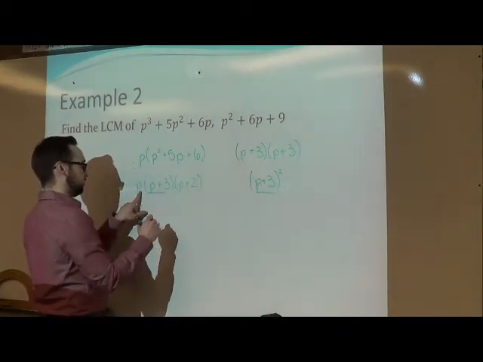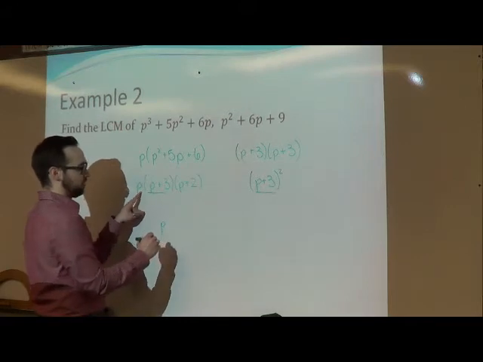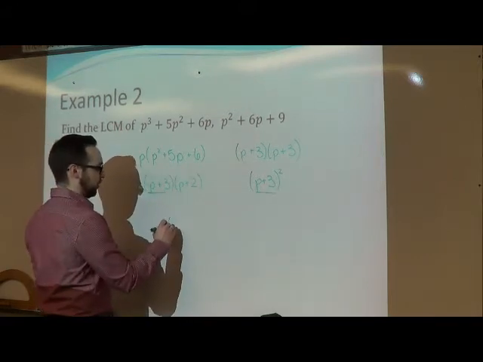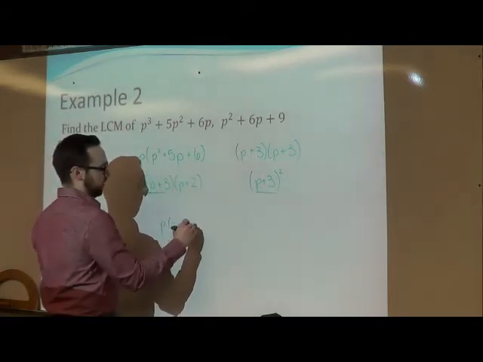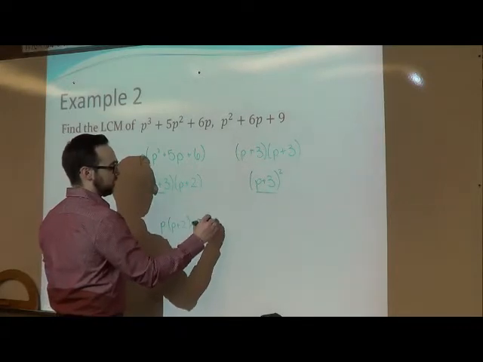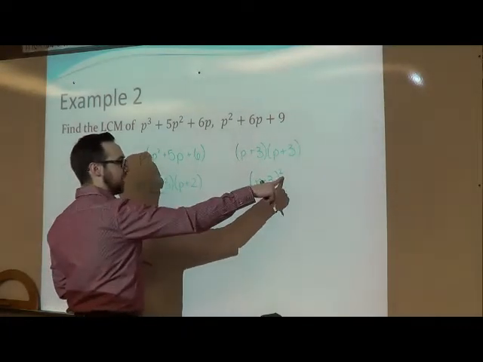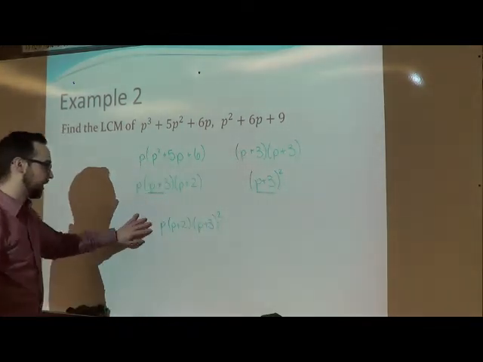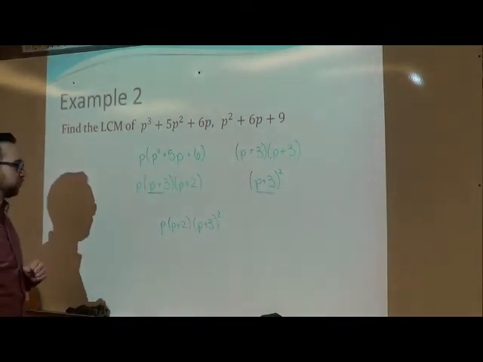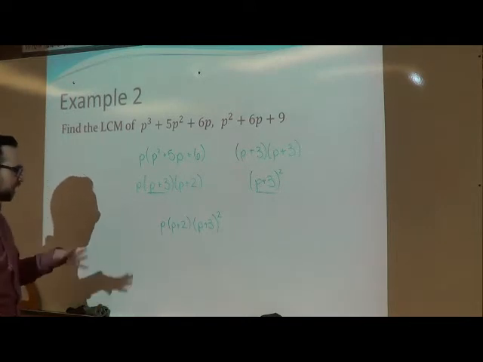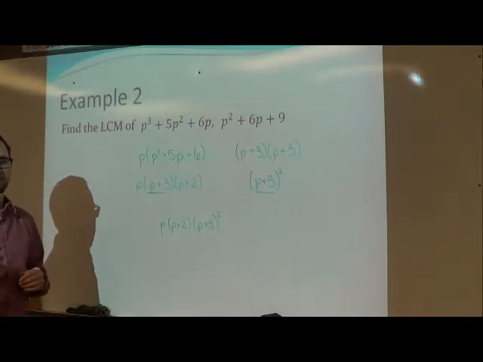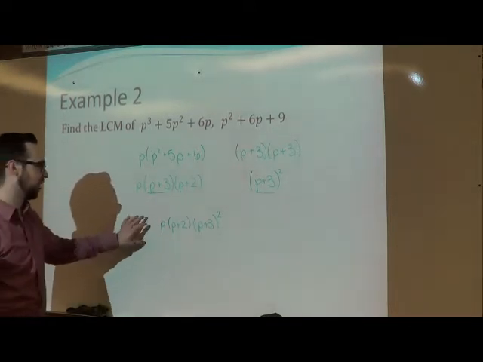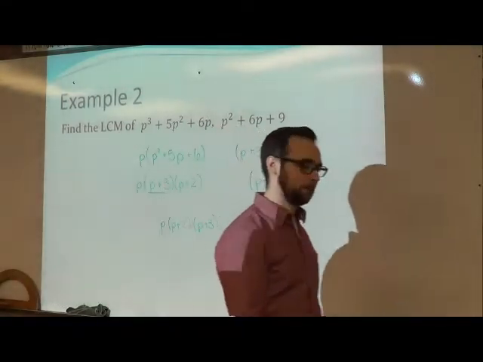So I'm going to use first a p, because I have one of those. We're also going to use the p plus 2. And then we're going to use p plus 3, but I'm going to square it because you want to take the highest exponent. I'm not going to use this one. I'm going to use the squared version of it. And that's our least common multiple. Now I'm not going to require right now that you multiply through and look at all of that. For now, you can leave it just like that.